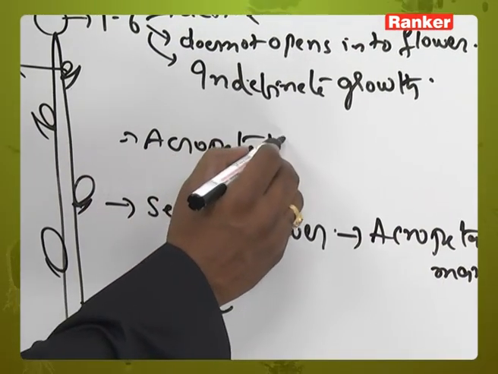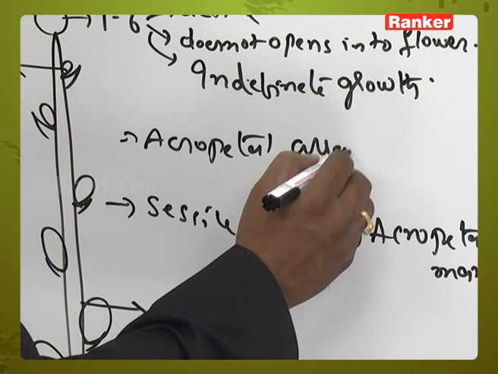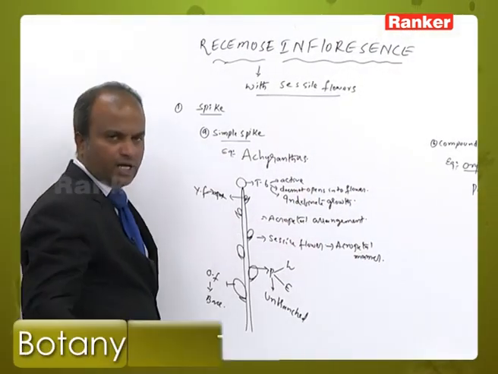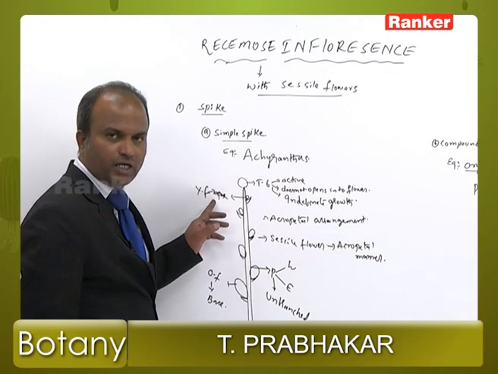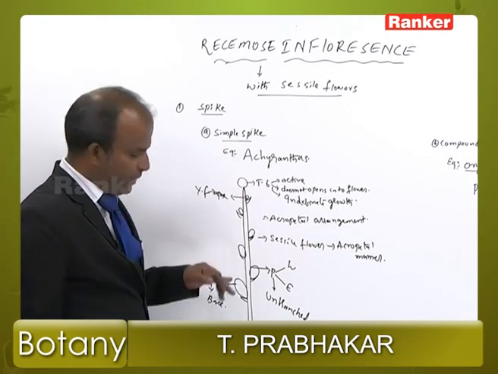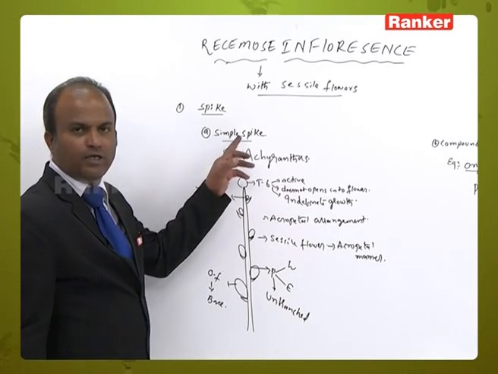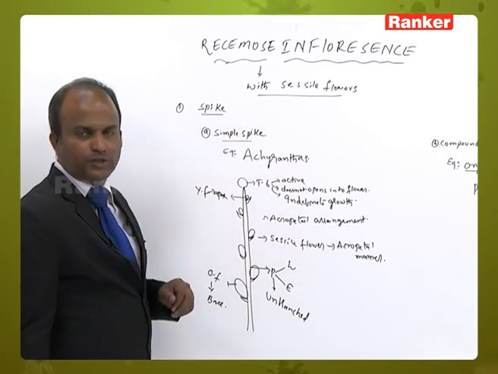This type of arrangement is called acropetal arrangement. What is meant by acropetal arrangement? As you know already, it is nothing but younger flowers are present towards the apex and older flowers are present towards the base, and this is the explanation of simple spike.